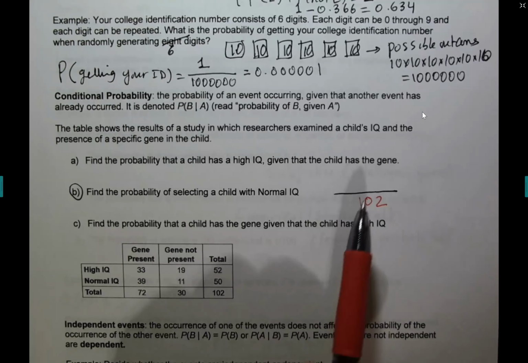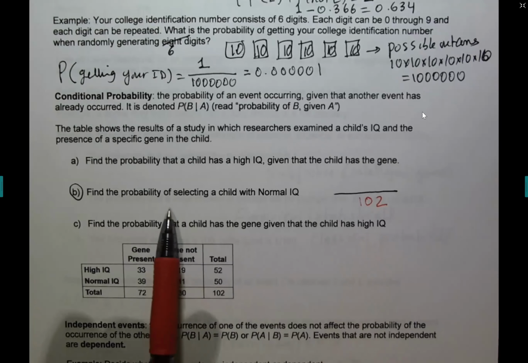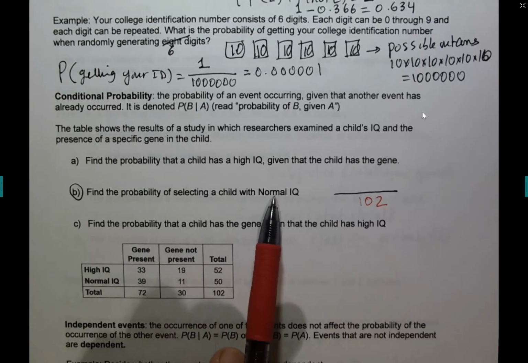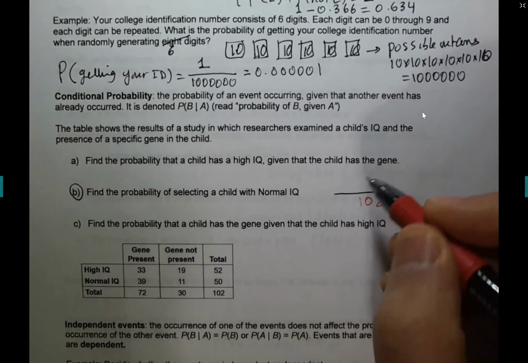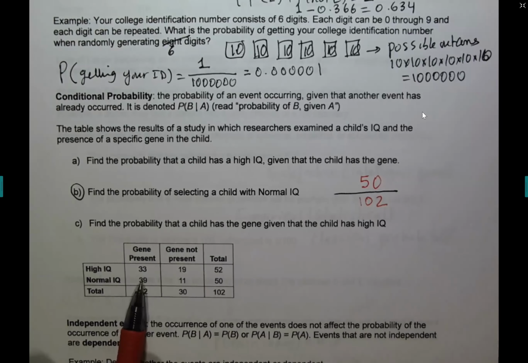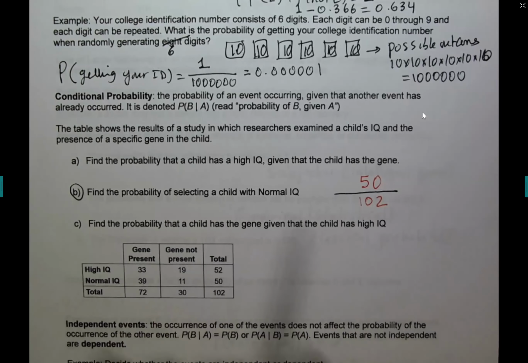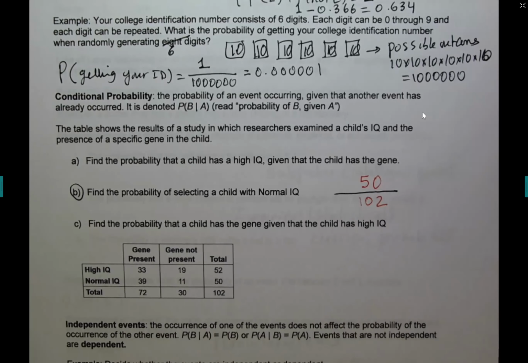Now, the numerator is what would work in favor of the question. And the question is telling you, I want to select someone with a normal IQ. So how many children are there who have a normal IQ? 50. I did this question last semester and a student told me 39. But I told the student, I don't care whether the gene is present or not present. We want only normal IQ. It doesn't put a restriction on the gene. So normal IQ, it's not 39, it's not 11, it's the total here, which is 50. And that's the answer, guys, 50 over 102.